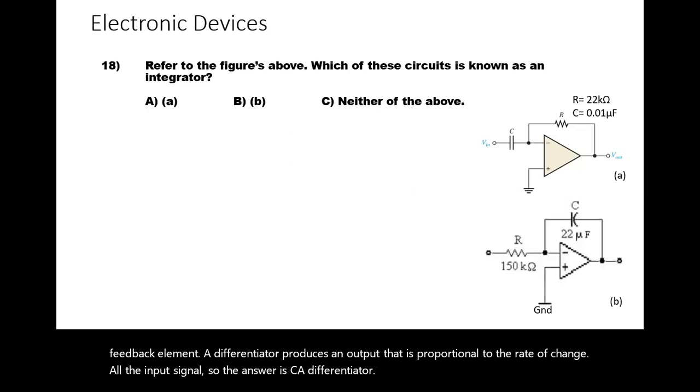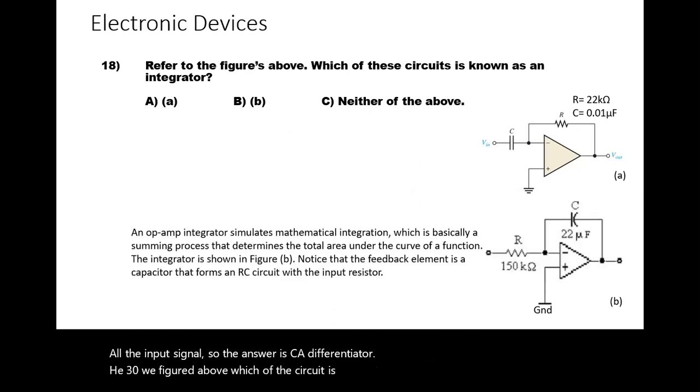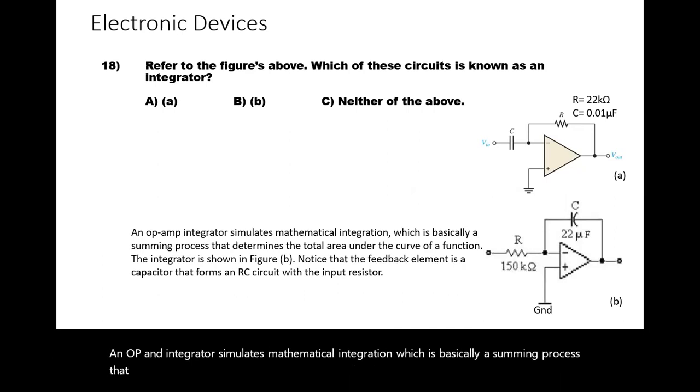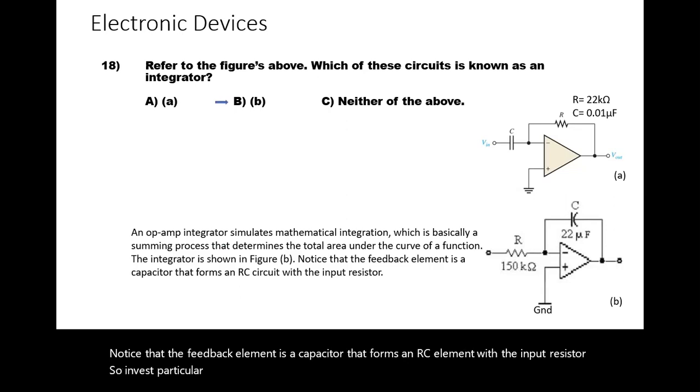Refer to the figure above. Which of the circuits is known as an integrator? An op-amp integrator simulates mathematical integration, which is basically a summing process that determines the total area under the curve of a function. The integrator is shown in figure B. Notice that the feedback element is a capacitor that forms an RC element with the input resistor. So in this particular case, B is your integrator.